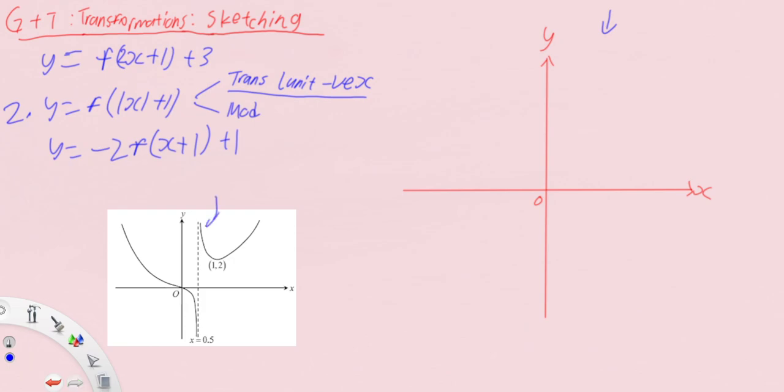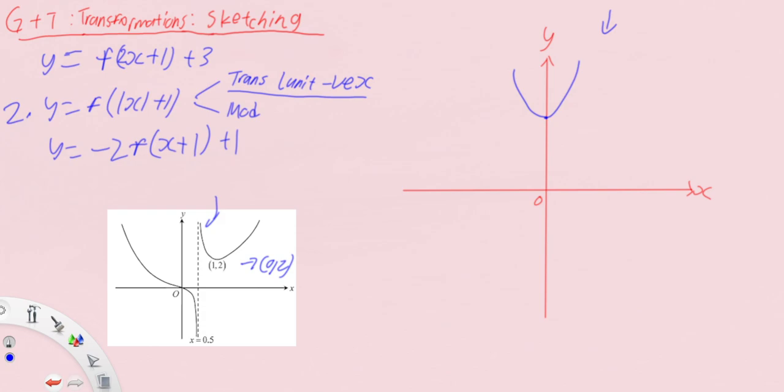Now when we translate 1 unit in the negative x direction, you notice that our turning point becomes (0, 2), which lies perfectly on the y-axis. And because it's a turning point, the graph is supposed to be like this, correct? But because we're only concerned with the positive x side, we can kiss the left side goodbye and just simply do this. Now we apply the modulus, which is just reflecting, and that is our final graph.